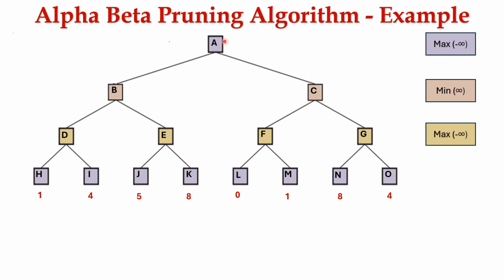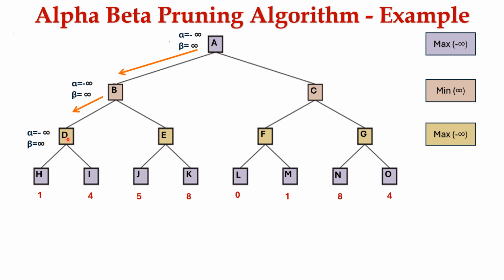Now we need to expand the game tree from root node A using the DFS algorithm till we reach the leaf nodes. Node A is initialized with alpha equal to minus infinity and beta equal to infinity. Now we move from root node A to node B. Node B is again initialized with alpha equal to minus infinity and beta equal to infinity. Now we move to node D. Again, we initialize node D with alpha equal to minus infinity and beta equal to infinity.